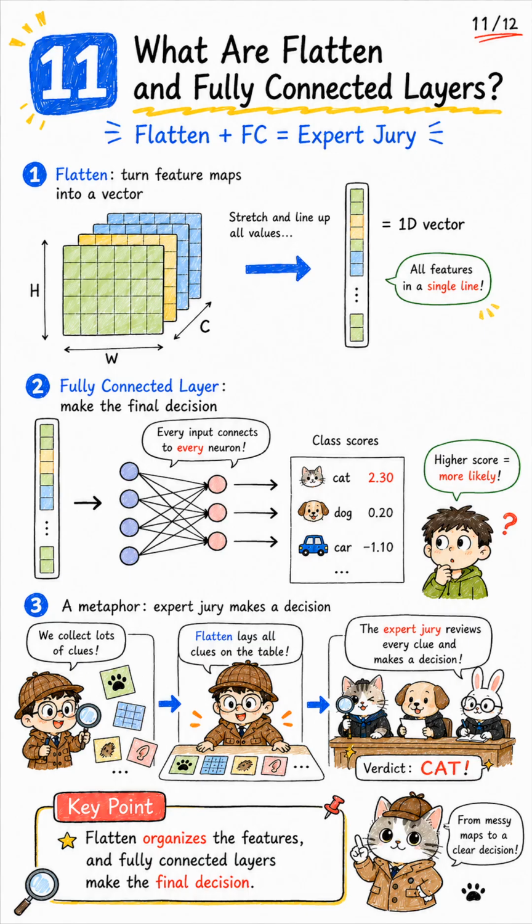After multiple rounds of convolution and pooling, we have many feature maps. But for final classification, the model usually needs a one-dimensional vector. This is where flatten comes in. Flatten takes the two-dimensional feature maps and stretches them into one long list of numbers. It is like putting all pieces of evidence on a table. Then the fully connected layer comes in. You can think of it as a panel of experts. It looks at all the evidence and decides, does this image look more like a cat, or a dog, or a car? So flatten organizes the evidence. The fully connected layer makes the final judgment.